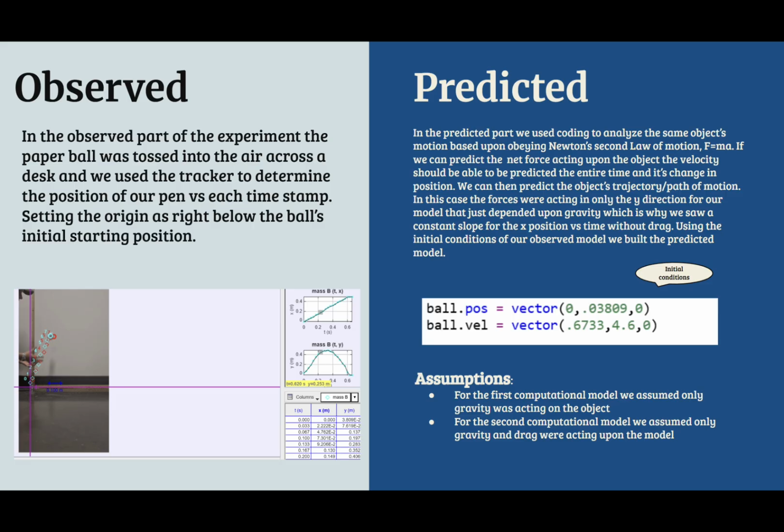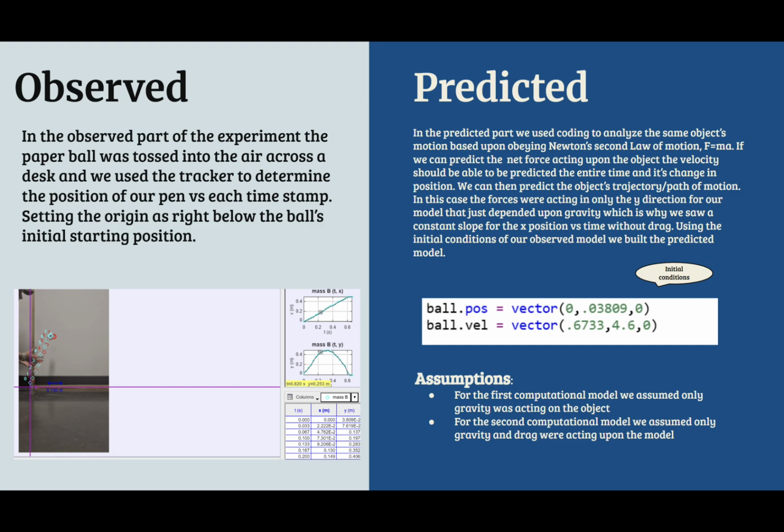In this case, the forces were acting in only the y direction for a model that just depended upon gravity, which is why we saw a constant slope for the x position versus time without drag. Using the initial conditions of our observed model, we built the predicted model. As you can see, we had initial conditions for the position of the ball and the velocity of the ball, and we obtained these through looking at our observed model's data.